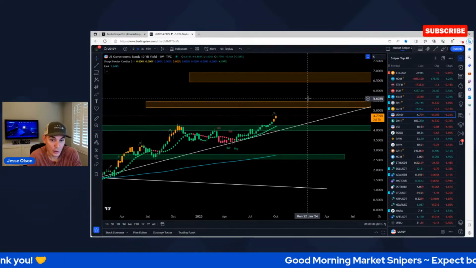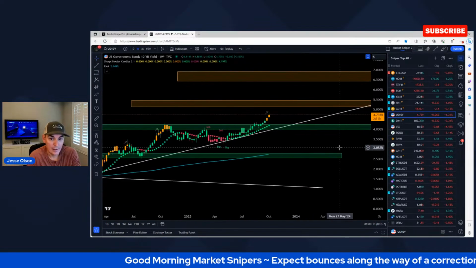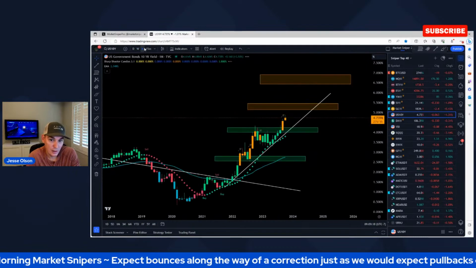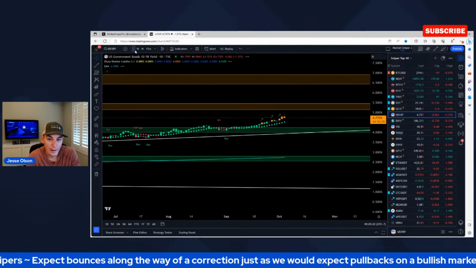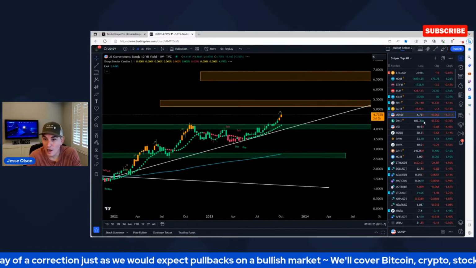Maybe it goes to a retracement before then. It has a pretty big move. But right now it's ultra bullish on the weekly chart, monthly chart, and the daily chart. So we'll continue to watch it.